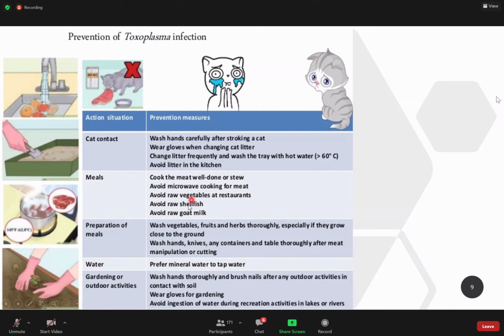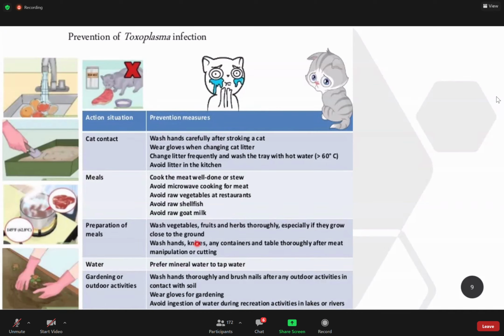Avoid microwave cooking for meat, because this may not really get to the center of the meat where you're likely to have the tissue cyst located. Avoid raw vegetables at restaurants, because you just don't know how well they were washed. So what are you really consuming? Avoid raw shellfish, because you can have the oocyst contaminating rivers and streams. Avoid raw goat meat, because you can actually have the parasite passed in the goat milk.